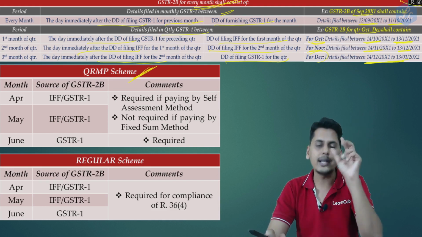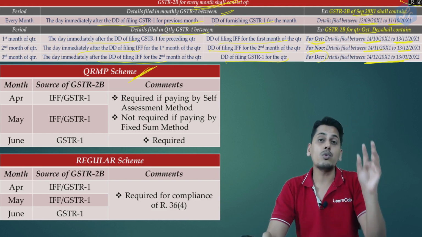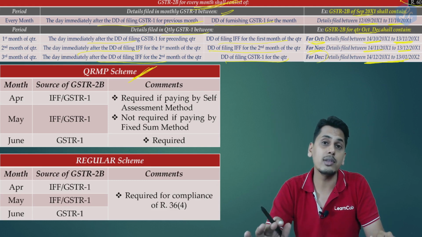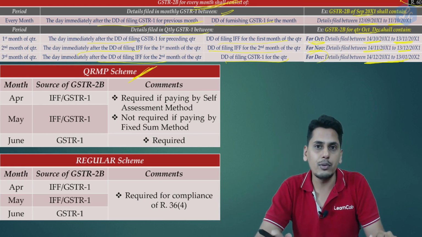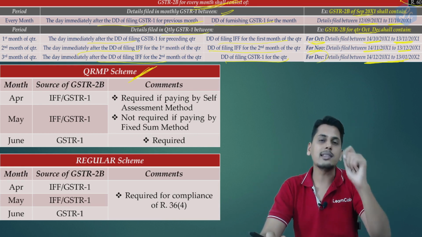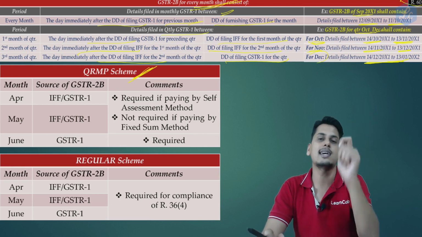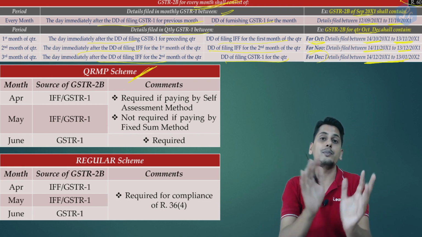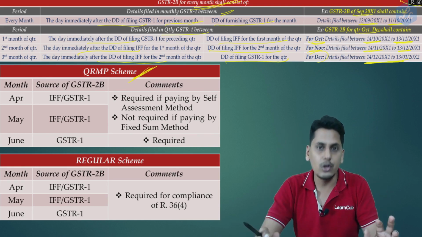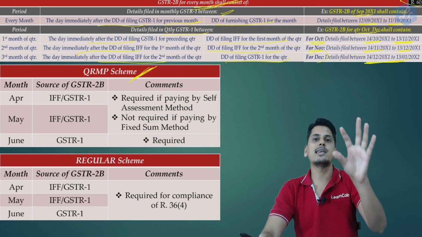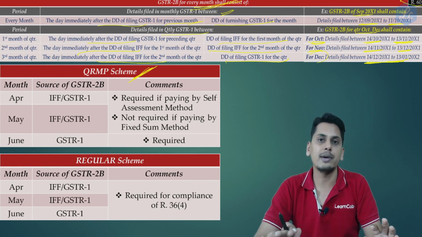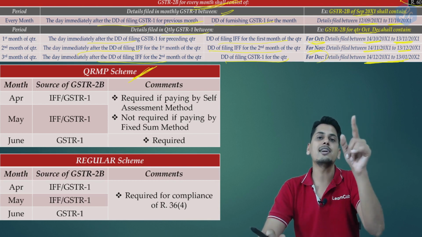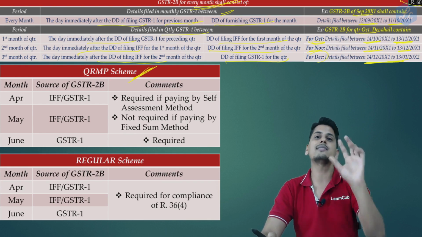I'll have to compute my total output tax. I will have to compute my total input tax credit according to Rule 36(4). According to Rule 36(4), I will have to compute my input tax credit, and that is going to be based on GSTR-2B. So for the entire quarter, my output tax, and for the entire quarter, my input tax credit according to GSTR-2B. Then I would say what is the total liability I am supposed to discharge by cash, minus the liability already deposited in the first and second month using the fixed sum method. The difference amount I am supposed to pay.